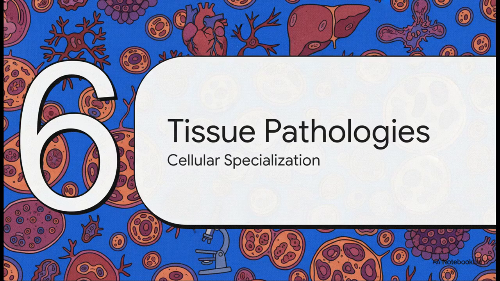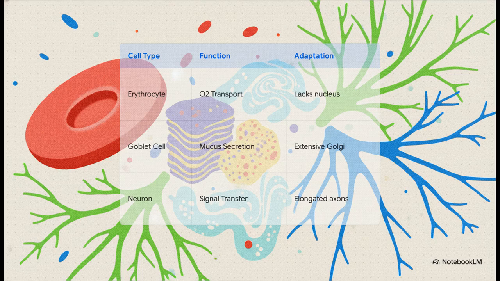Step 6. Clinical tissue pathologies. Finally, we have to recognize how these specialized cells cluster together to form the actual tissues and organs of the human body. A human relies on over 200 distinct cell types, and they achieve their specialized functions by drastically altering their internal architecture. Look at the erythrocyte, or red blood cell. It literally ejects its own nucleus to maximize space for oxygen transport. A goblet cell in the gut is absolutely packed with an extensive Golgi apparatus because its entire job is packaging and secreting mucus. And a neuron stretches its membrane into massive elongated axons just to transmit signals.